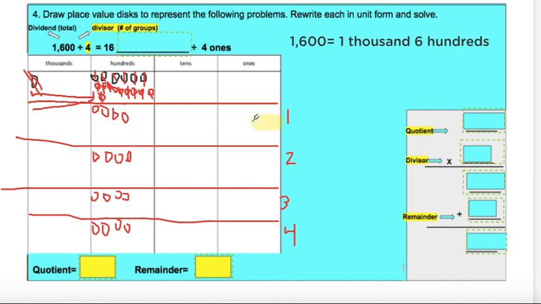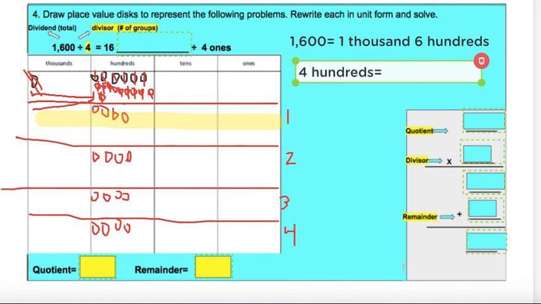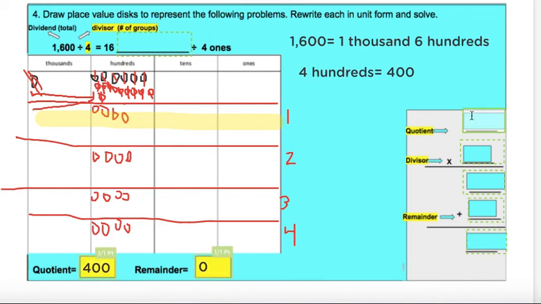I'm looking at one of my groups. How many discs do I have in this one group, friends? 4, but I'm in the hundreds place, so how would I write 4 hundreds? Easy peasy, y'all, we know this. My quotient is 400, my remainder is 0. Go ahead and check your work.